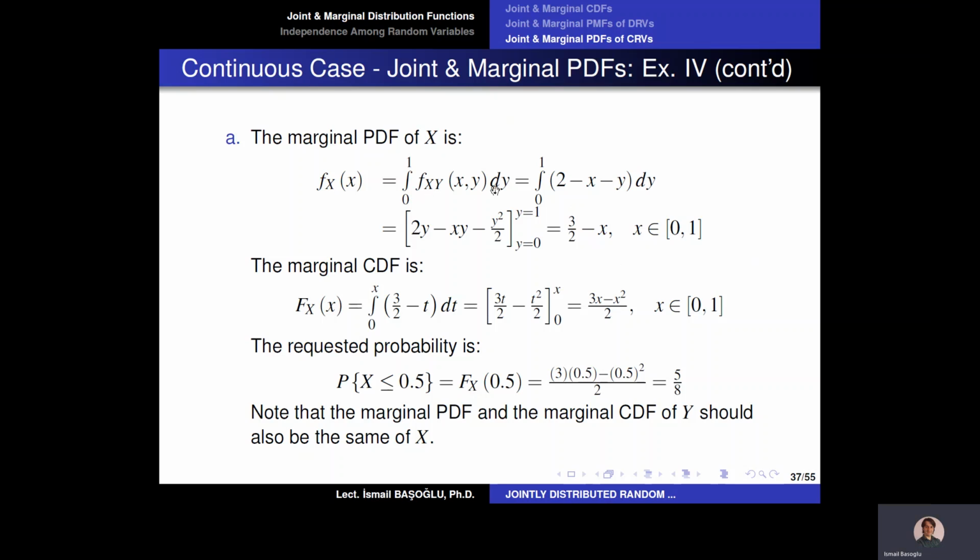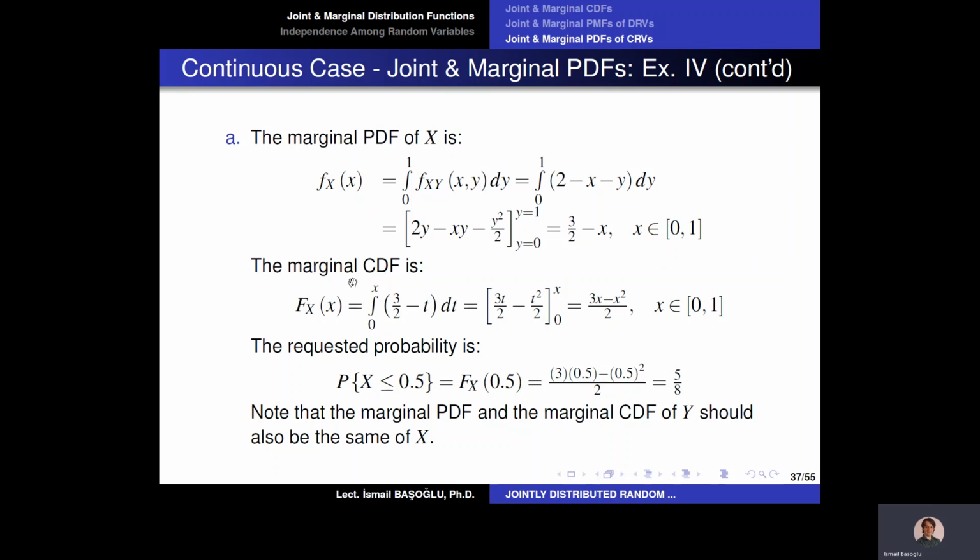And we will integrate the joint PDF with respect to y, with the dy operator. If you integrate this function, you are going to get 2y minus xy minus y squared over 2. Plugging in the y values as 1 and 0 at the upper bound and the lower bound, you are basically calculating the marginal PDF of x, which is 3 over 2 minus x. Now, because x is also defined within the unit interval, this probability density function will be valid in the unit interval.